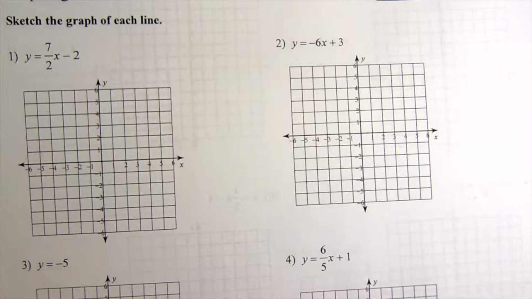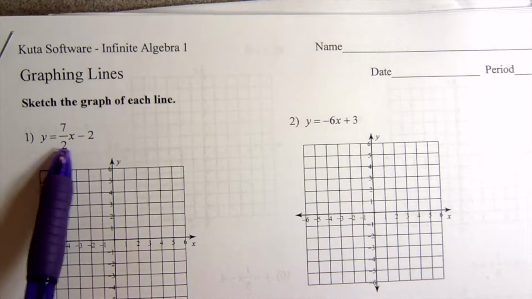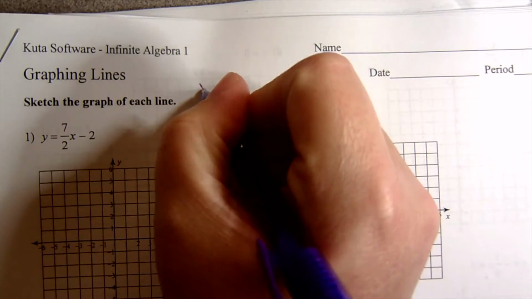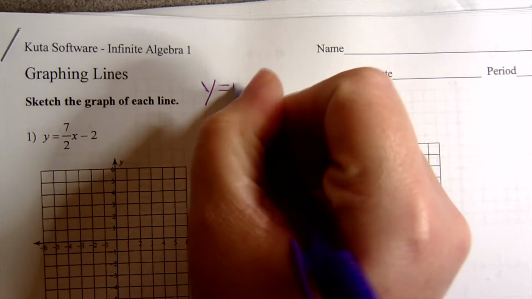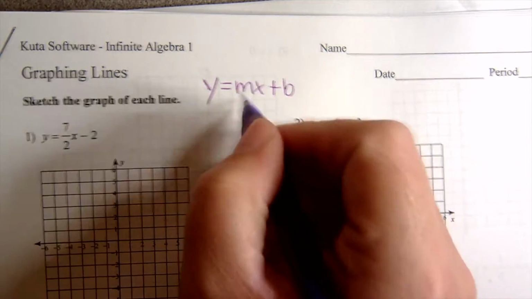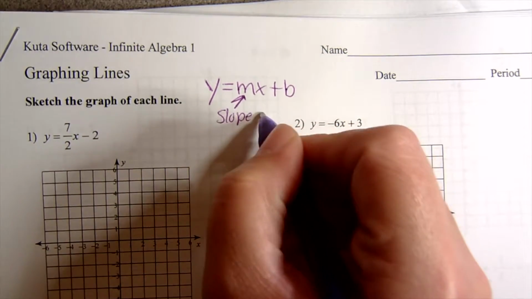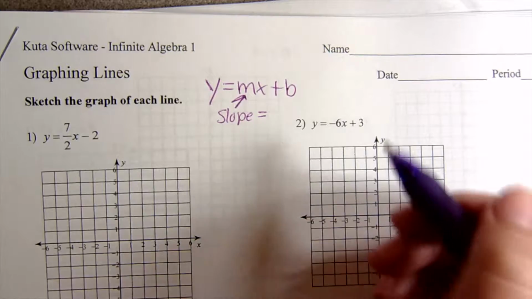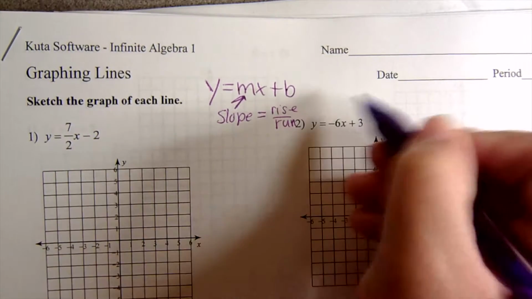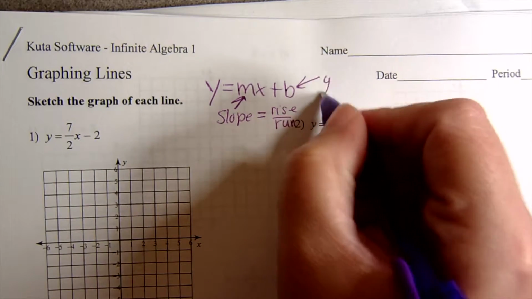So we are reviewing how to graph these lines. What form is this line in? Slope-intercept, which is y equals what? y equals mx plus b. And what does the m stand for? Slope. Which we also say is the what over what? The rise over the run. And what is the b? The y-intercept.